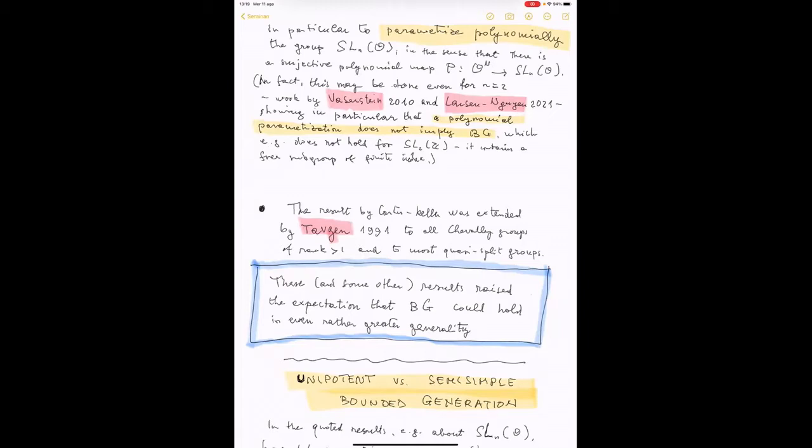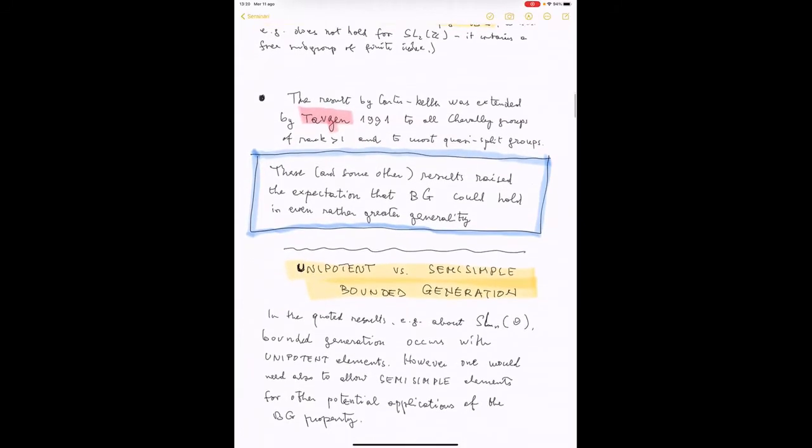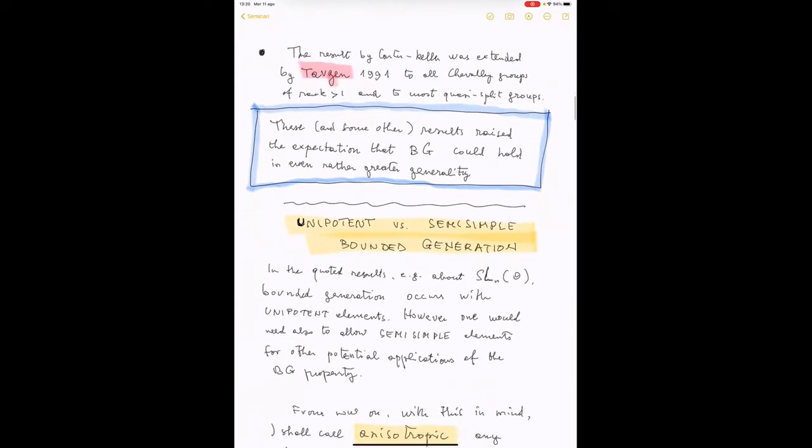And this in particular shows that polynomial parameterization does not imply by itself bounded generation. So there are two important properties that are quite related but not equivalent. And the last mention of a known result: the result by Carter-Keller was extended by Tavgen in '91 to all Chevalley groups of rank greater than 1 and to most quasi-split groups. So we have plenty of arithmetic groups with the bounded generation property.